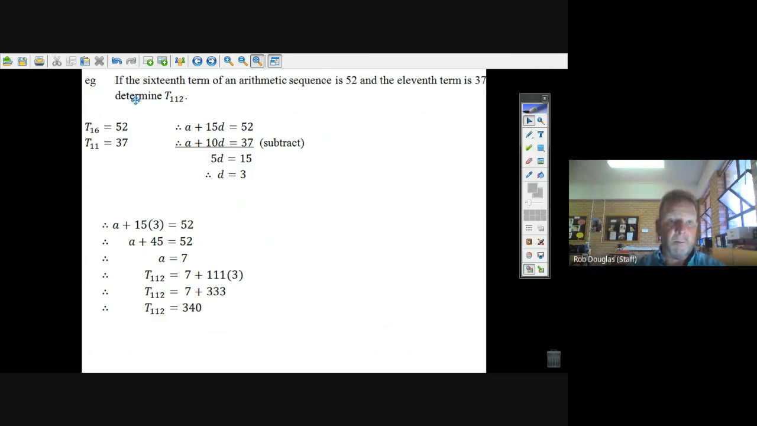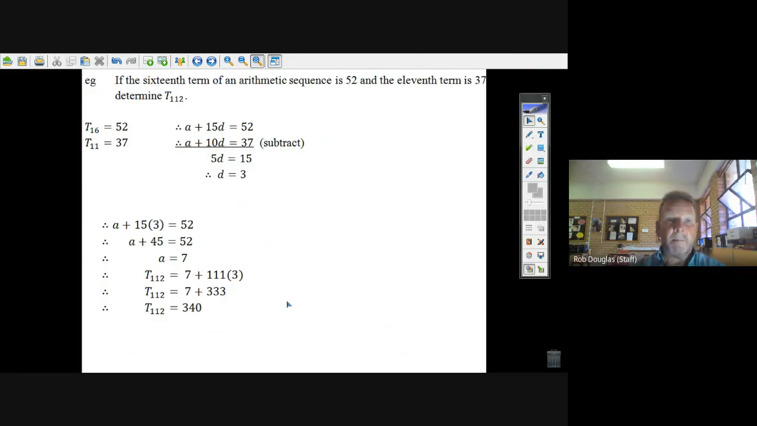Now they want us to determine, now that we've got the common difference and A, we can find any term we want. What if we want to find the 112th term? Well, we go 7 plus, we're going to go 112 minus 1. That's how we got 111 here. N minus 1 times the common difference, which is 3. N minus 1 times D. So that's 333 plus 7 equals 340.